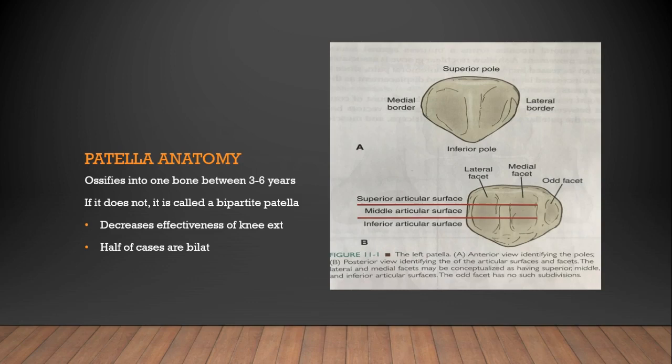The patella becomes a solid bone between 3 and 6 years old. In uncommon cases, it does not fully ossify, leaving a weakness in the bone. This is called a bipartite patella. Because the integrity of the bone is weaker, the usefulness of the pulley it creates is decreased. Knee extension strength suffers because of this, and half of the cases of bipartite patella are bilateral.